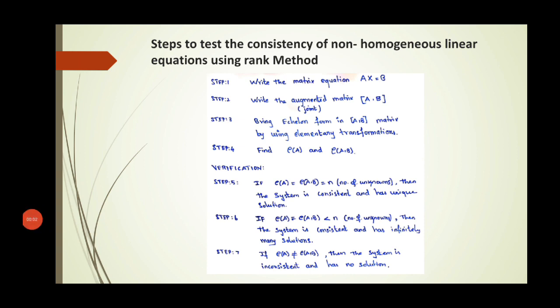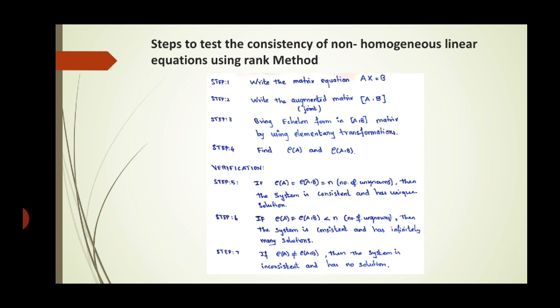Now we are going to learn how to solve the non-homogeneous linear equation using the rank method. So here the steps are there. These steps will definitely help you to do the sum in an easy method. Now the first step, write the matrix equation. This we have learned last year itself in the matrix inversion method. You may be remembering that. And the matrix equation, we should express AX equal to B.